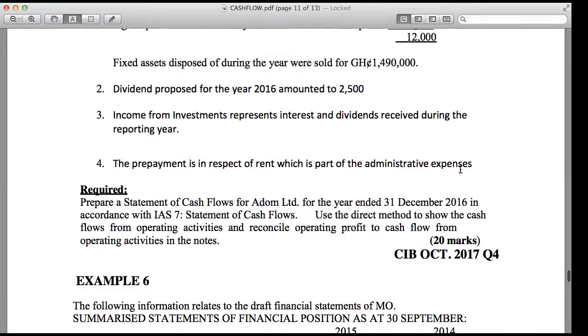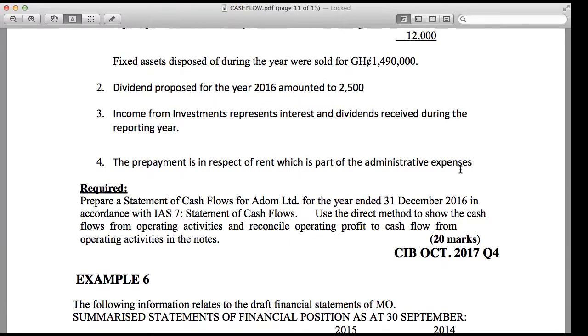Now it continues to say that fixed assets disposed of during the year were sold for 1.490 million. So that's 1,490,000. Good. Or that would be 1,490. So what are you going to use this figure for? First, to calculate the profit or loss on disposal. If you calculate it as profit, you reverse it. If it's a loss, you reverse it. Then second, the proceed from disposal is an investment activity. You send it to investing activity. Good.